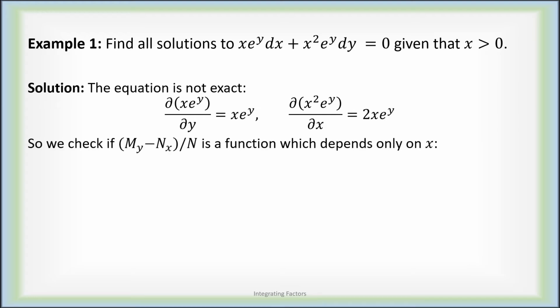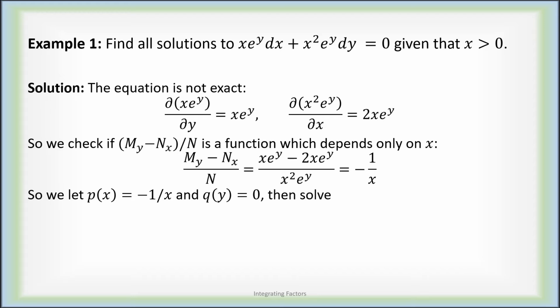So what we should check is whether M_y minus N_x over N is a function only depending on x. Now we've already computed M_y and N_x: x e^y and 2x e^y. So this difference will be negative x e^y. I divide this by N, which was x^2 e^y, and this simplifies down to just negative 1 over x. And hey, that does in fact depend only on x. So I set that to be p of x, and I let q of y be 0.